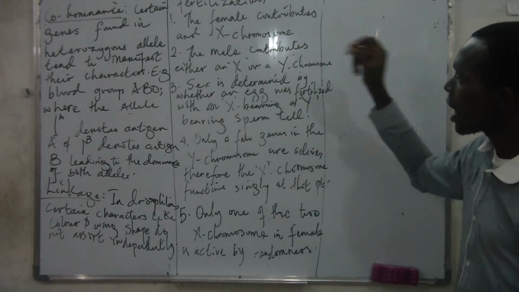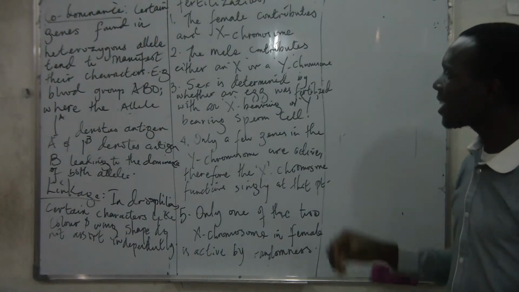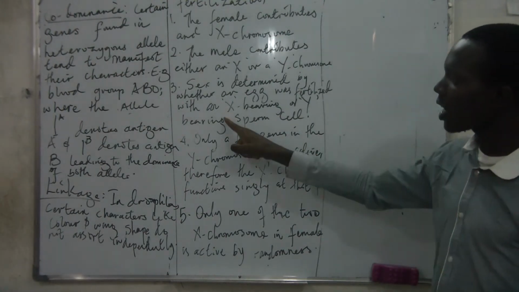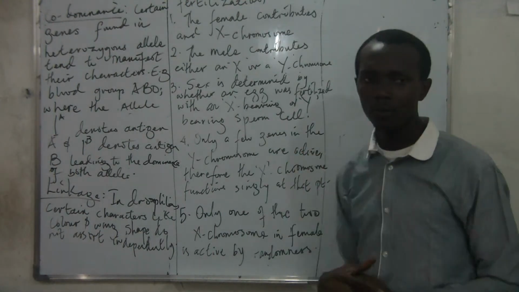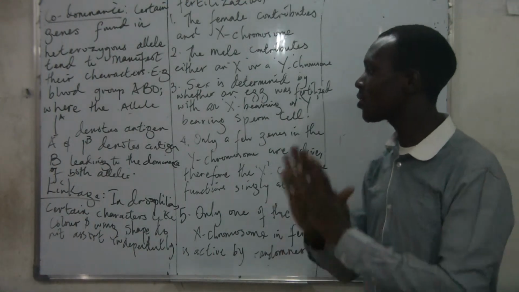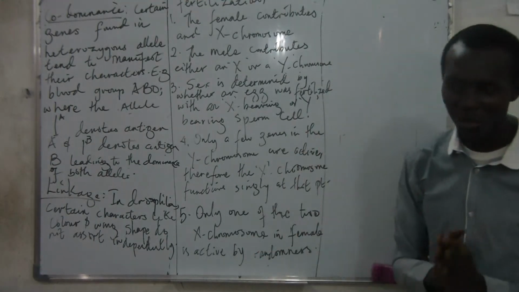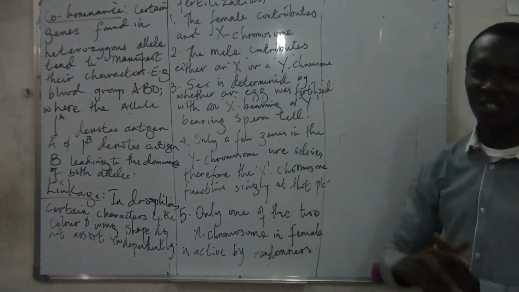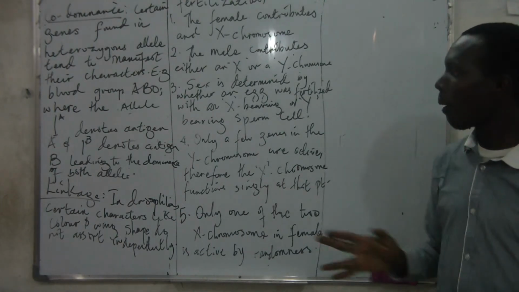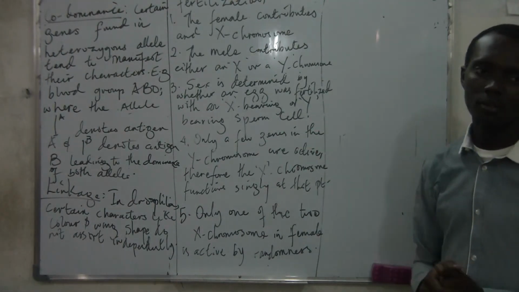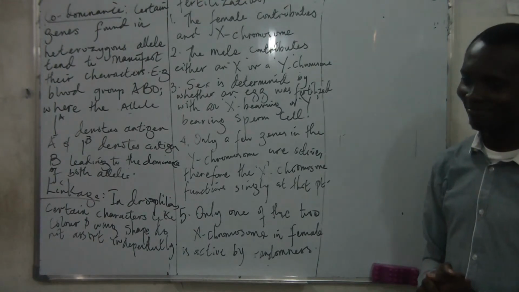We say sex is what? Determined by whether an egg was fertilized with what? An X-bearing or a Y-bearing sperm cell. So the female has little or nothing to do with what? The sex of the child. The sex of the child is determined solely by the sperm cell that is produced.